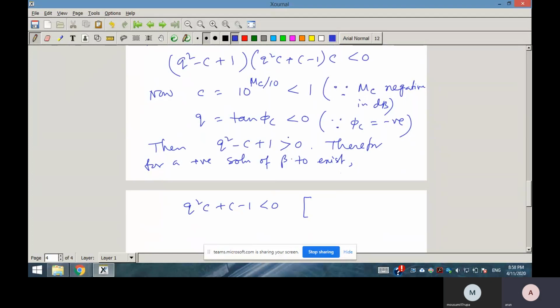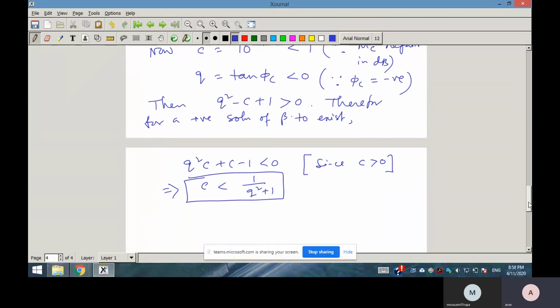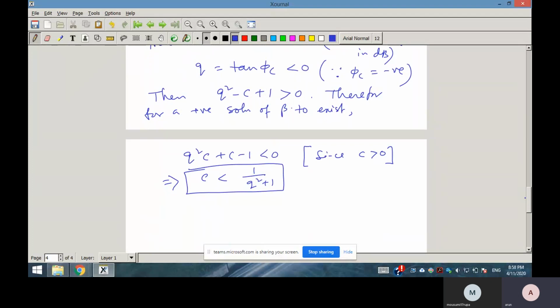Since C is greater than 0, this will imply C should be less than 1 by Q square plus 1. So this is the necessary and sufficient condition for a positive solution of beta to exist.